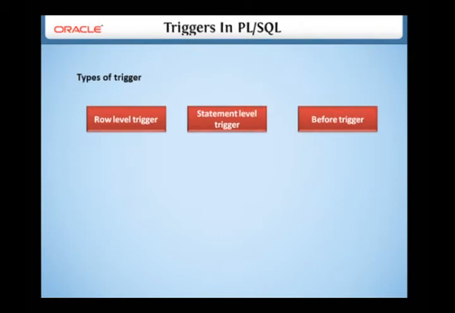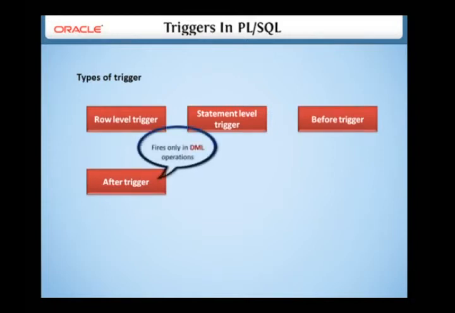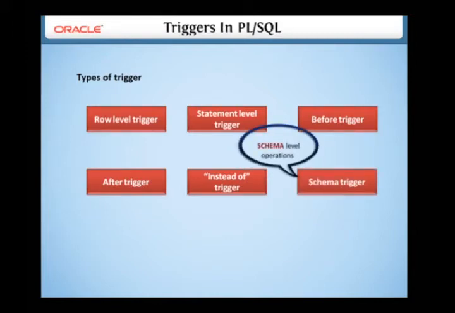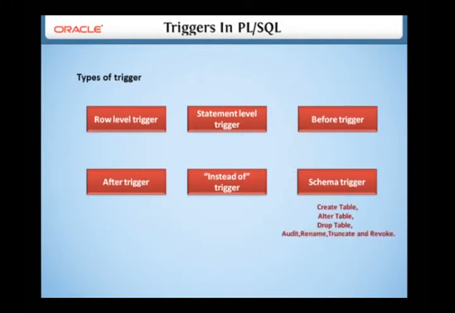Before trigger: with this trigger, the trigger action runs before the triggering statement, and this type of trigger fires only in DML operations. After trigger: in this trigger, the trigger action runs after the triggering statement, and this type of trigger fires only in DML operations. Instead-of trigger: we can use this to tell Oracle what to do instead of performing the actions that invoked the trigger. Schema trigger: this type of trigger is created for schema-level operations, like create table, alter table, drop table, audit, rename, truncate, and revoke.